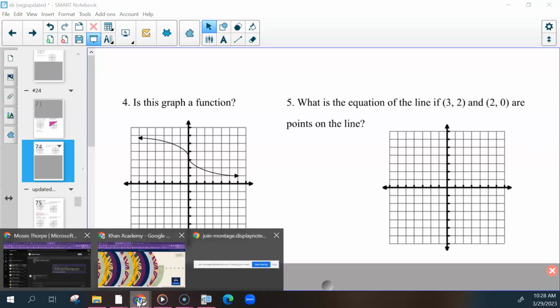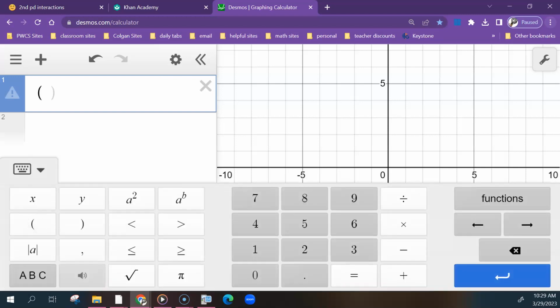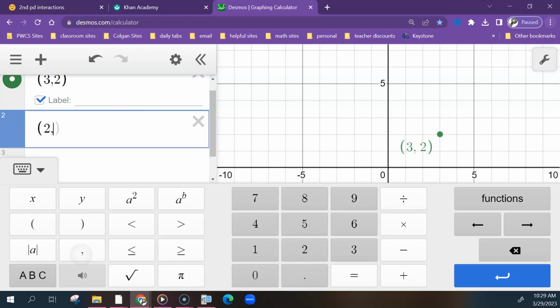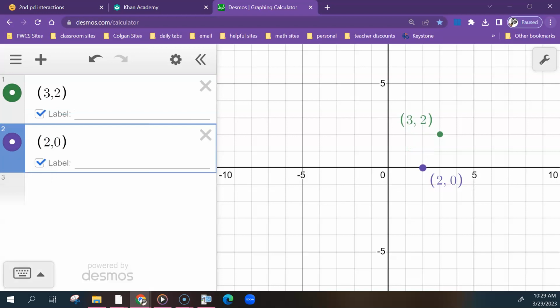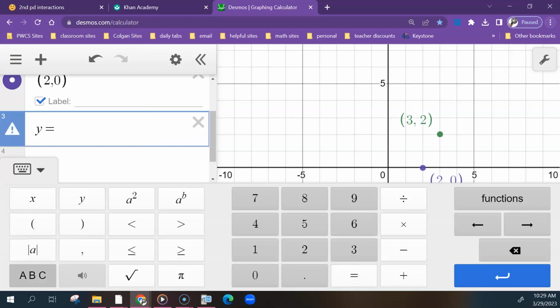And then, if you weren't able to try this in Desmos for 5, that's okay. So in Desmos, what you would do is type in those 2 points. Someone read me off what those 2 points were. 3 and 2 and 0. Okay, so it'll plot those 2 points, and then I'm going to write in the slope intercept form, y equals mx plus b.